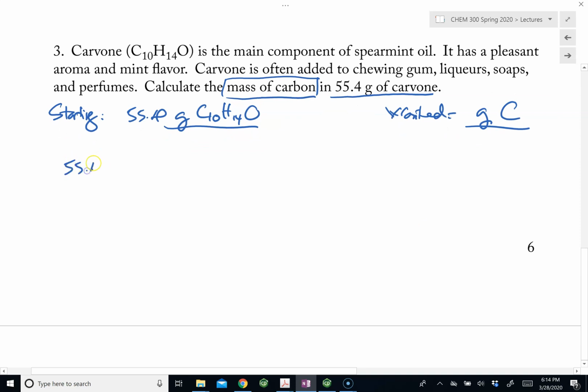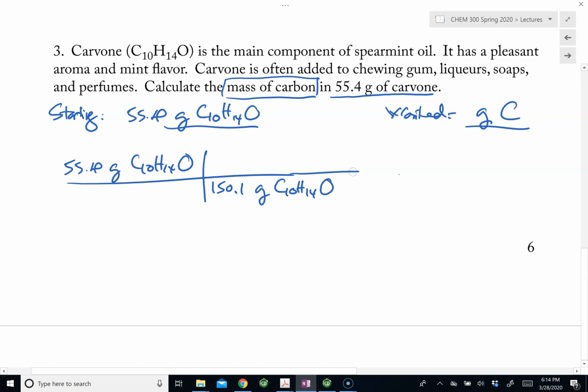So in this case, starting with 55.4 grams of C10H14O, the molar mass of carvone is 150.1 grams. Now for every 1 mole of carvone, there are 10 moles of carbon. Each mole of carbon is 12.01 grams, so 10 moles of carbon will be 120.1 grams of carbon. Now the answer will equal 44.3 grams of carbon. Notice how quick it is for us to solve this kind of problem once we have learned how to use the mass ratio correctly.